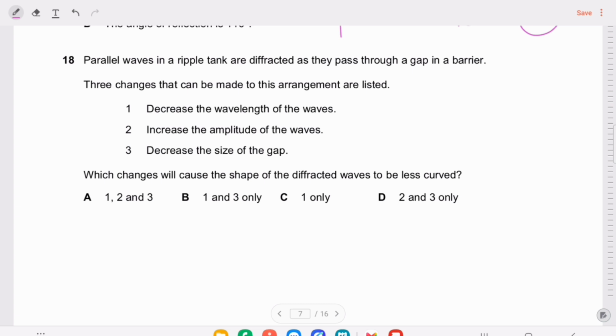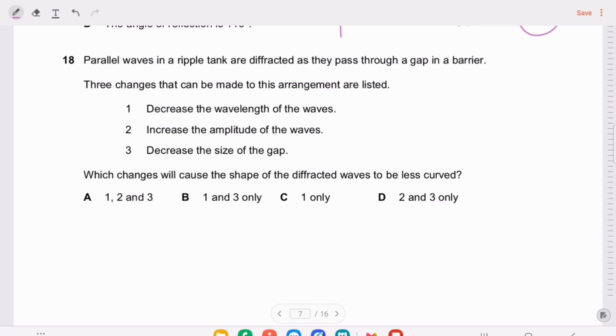The next statement: amplitude only changes the height of the waves. It does not affect the diffraction. So statement 2 is incorrect. Statement 3, decrease the size of the gap. Cambridge expects you to compare the gap size with the wavelength. Making the gap smaller changes how the waves emerge and affects the diffraction. For this question, statement 3 can be taken as correct. So remember, smaller wavelength, less diffraction; amplitude does not affect the diffraction.